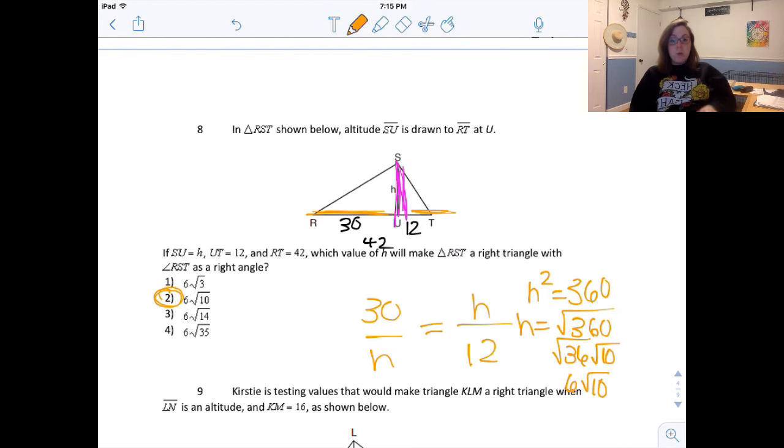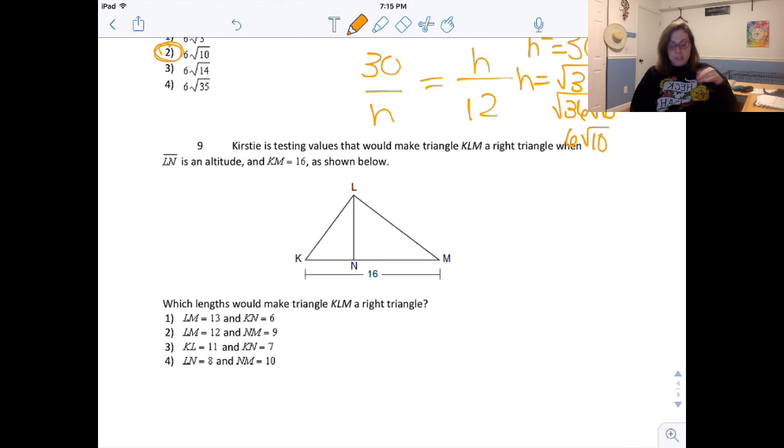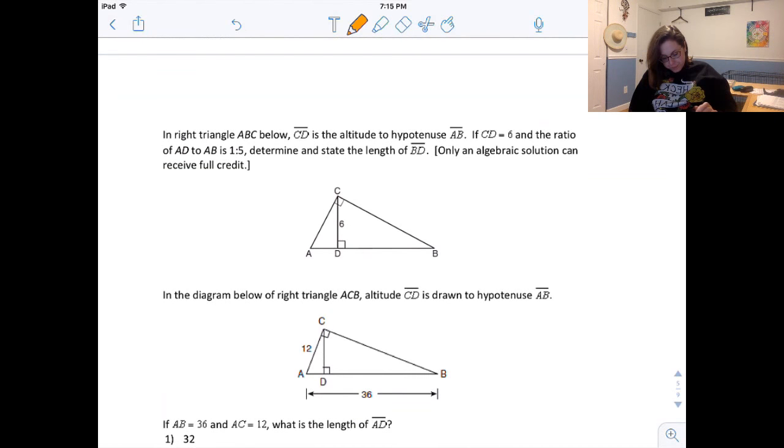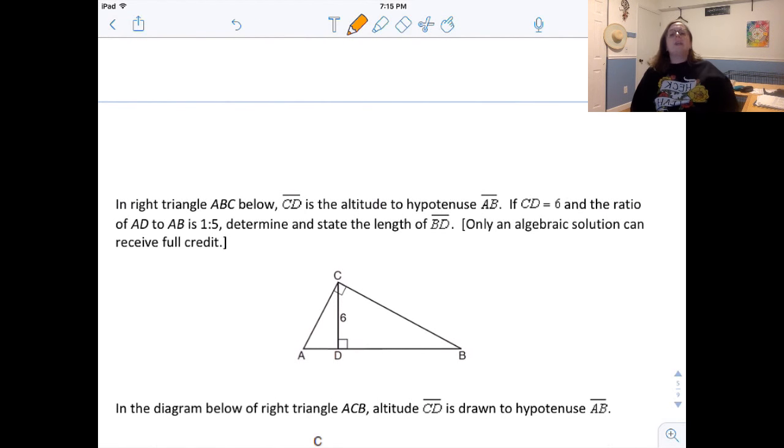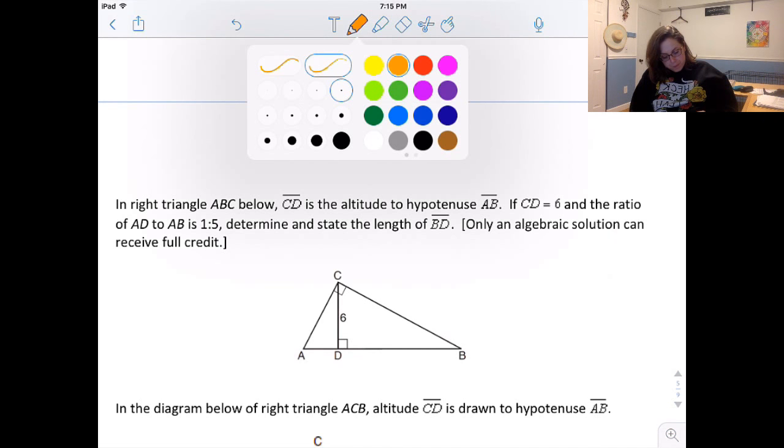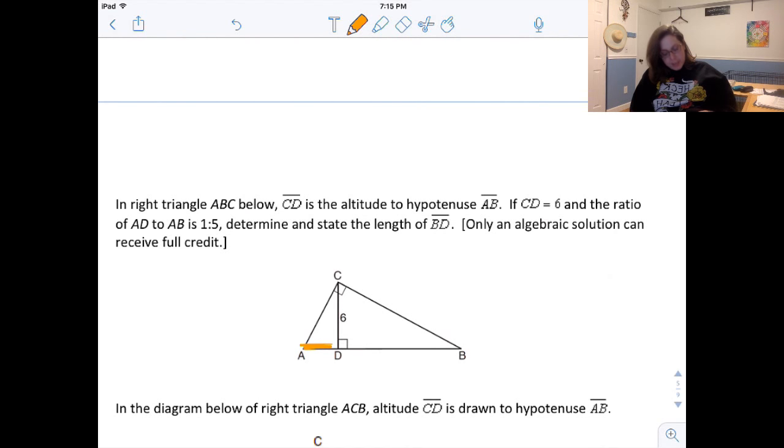Okay, let's maybe do one more like this, and then we'll go to the leg. In the right triangle, CD is the altitude. CD is 6. The ratio of AD, that's this little piece, to AB, that's the whole thing, is 1 to 5. Determine and state the length of BD.